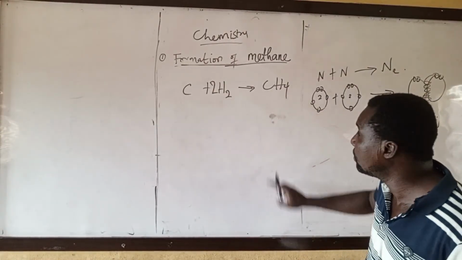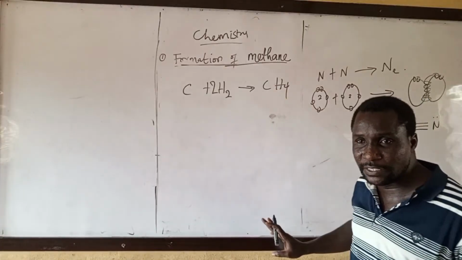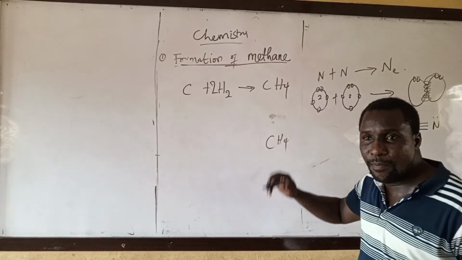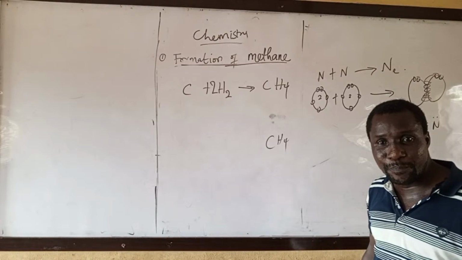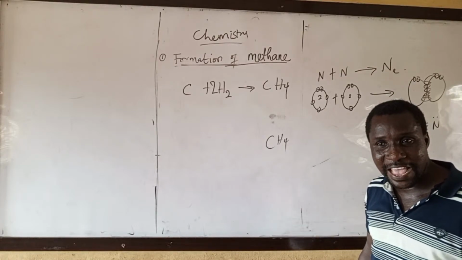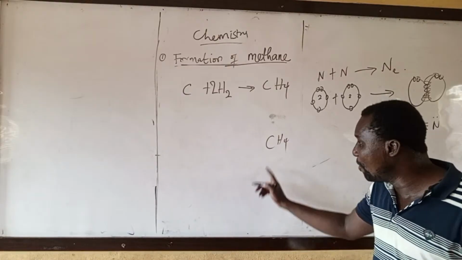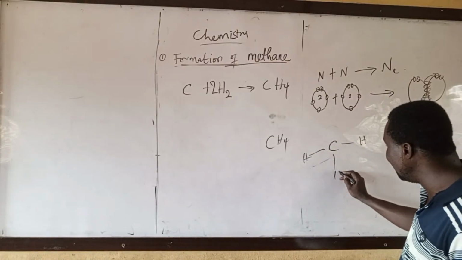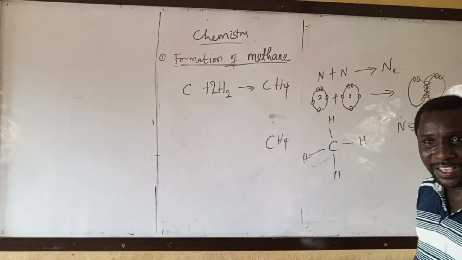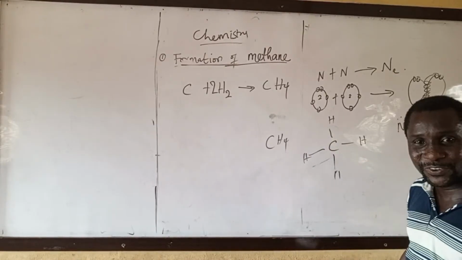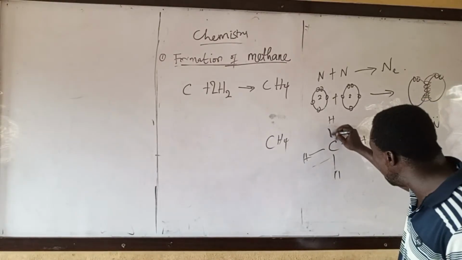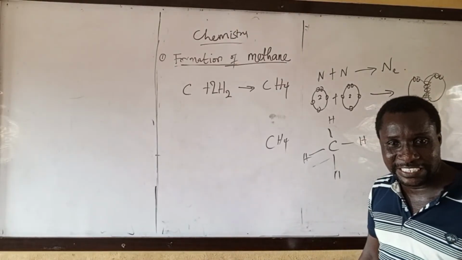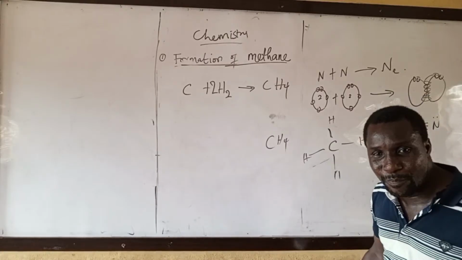Okay, listen now. Without doing anything, if you see this CH4, how many lone pairs in methane? Do you have any lone pair here? None. No lone pair in methane. How many shared pairs? 4. All the electrons have been shared. Zero lone pair.